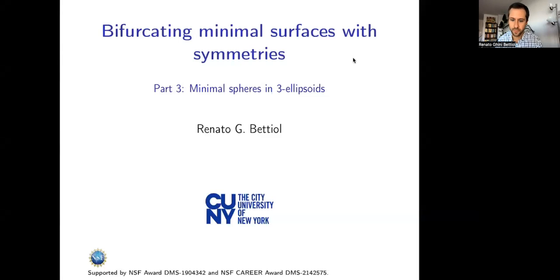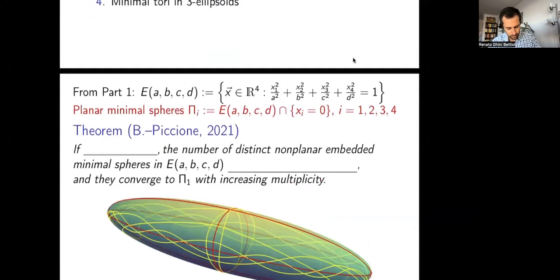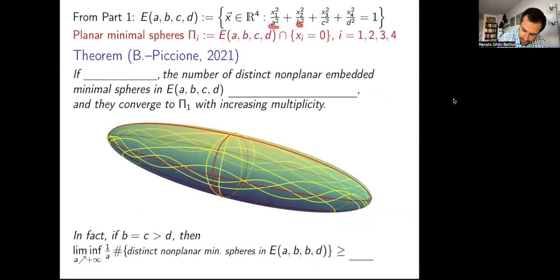So let's continue with the third part of this talk, bifurcating minimal surfaces with symmetries. This, as a reminder, is a talk in 4 parts. This is part 3, in which I'll discuss minimal spheres in 3 ellipsoids. Okay, so using the same notation that we had in part 1, E(A,B,C,D) will denote a 3-dimensional ellipsoid sitting inside R^4 with these semi-axes A, B, C, D, which are positive numbers.